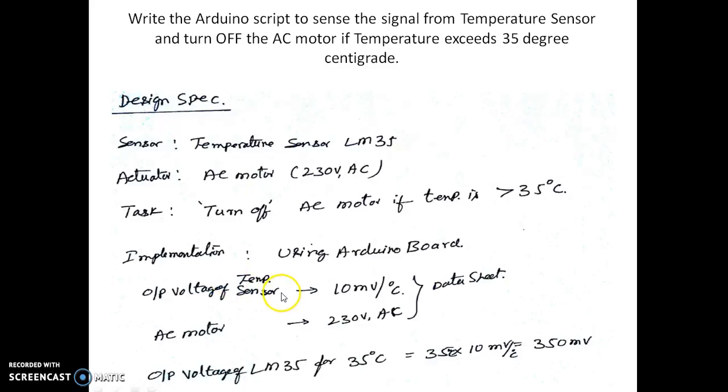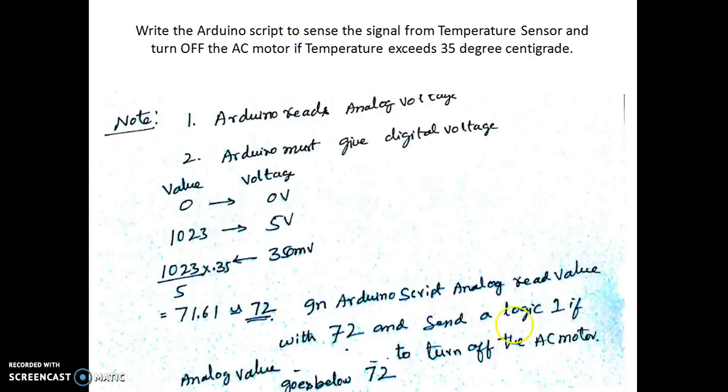We know the sensitivity of the temperature sensor is 10 millivolt per degree centigrade, and the AC motor runs with a 230-volt AC signal. Since we are looking for 35 degrees centigrade, the output voltage of LM35 for 35 degrees centigrade happens to be 350 millivolts. These are some of the points to be noted.